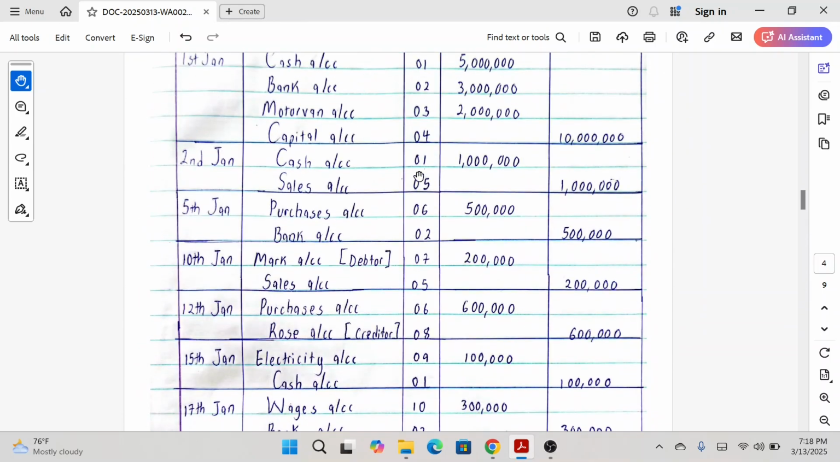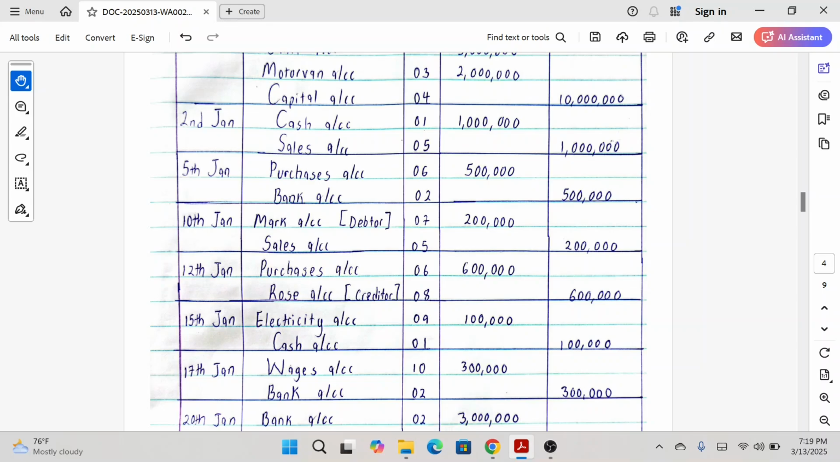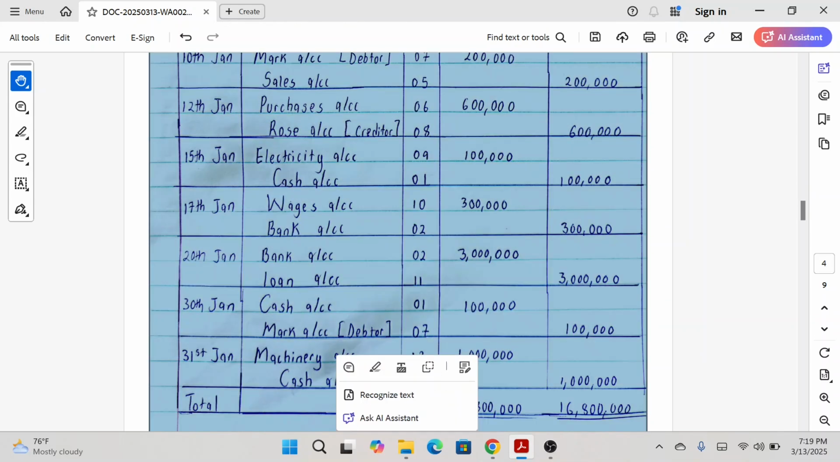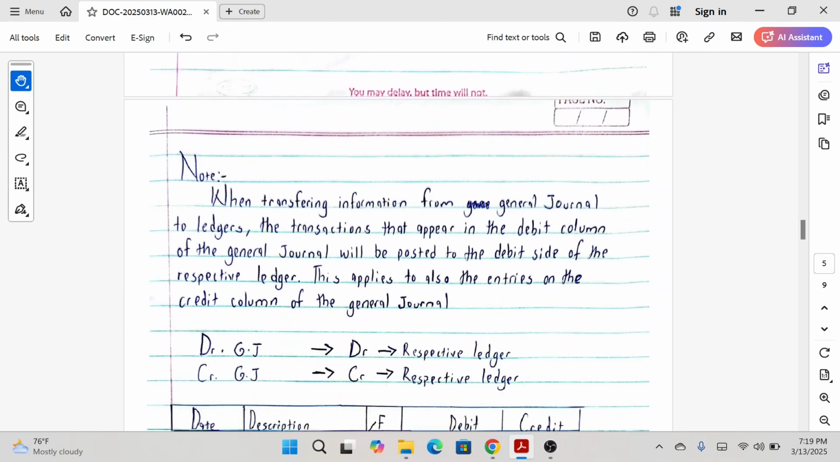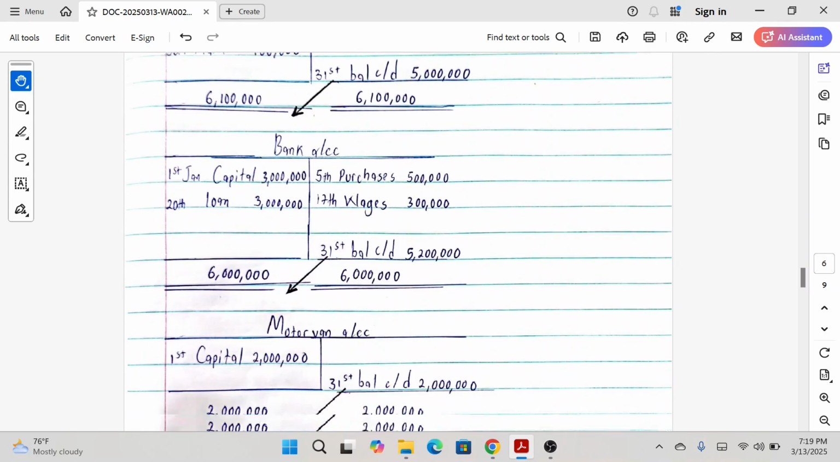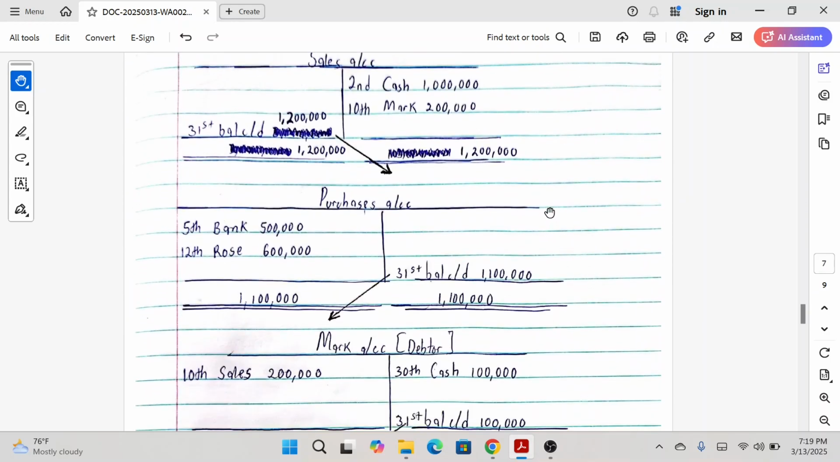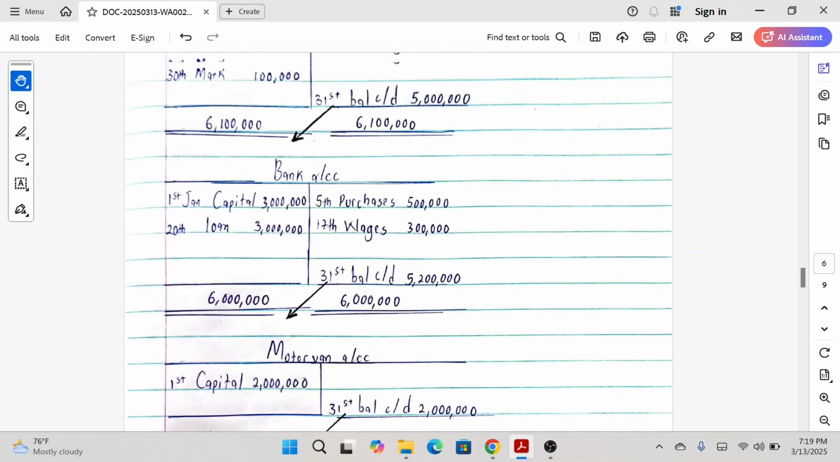That was 5. Then we go to 6, which is purchases. So purchases is having 500,000 on the debit side, and the money is coming from the bank account. So we are going to go on the debit side of the purchases. So this is our purchases account. It happened on the 5th. We're going to call it bank of 500,000. Then we have done that.